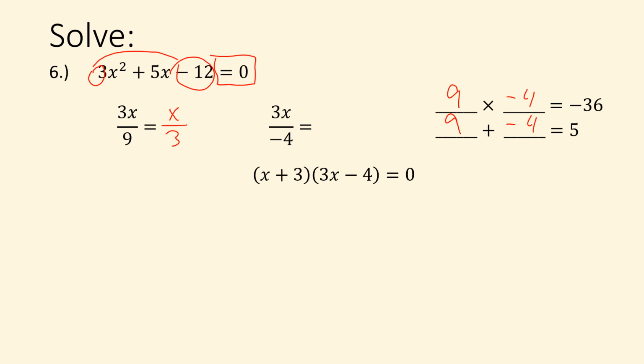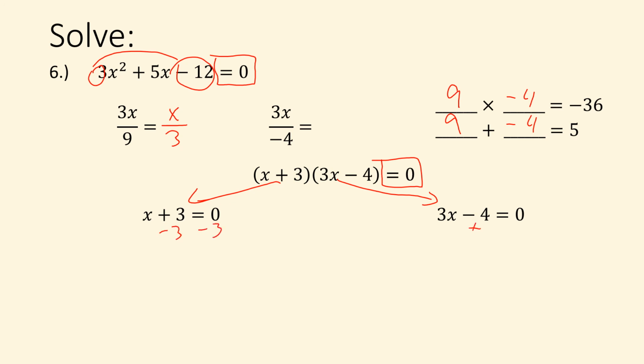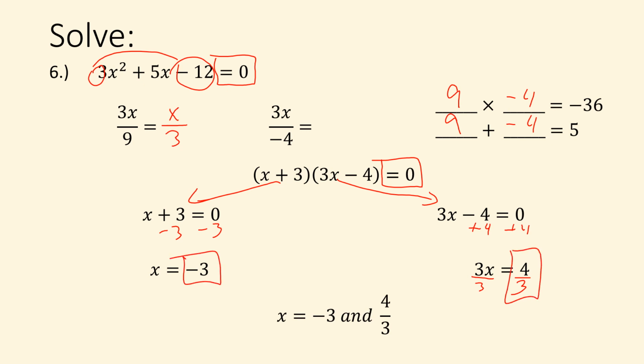Now, the difference with this one is that since it's equal to 0, we're looking for solutions, not a factored answer. So what we're going to do now is split it up. We take each individual parenthesis and we set it on its own equal to 0. And now we're going to solve each one of these. So minus 3 over on the left side, plus 4, divide by 3. And we get our two answers. We have negative 3 for our one answer, 4/3 for our second answer.